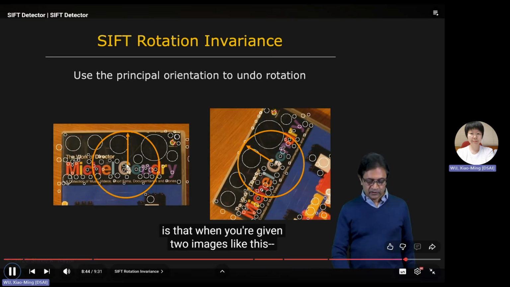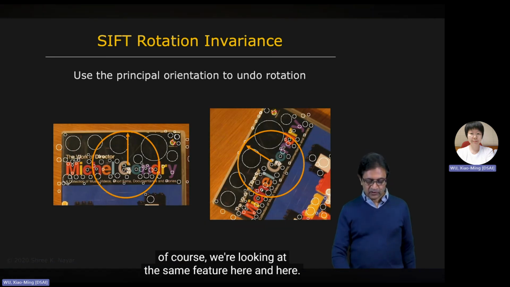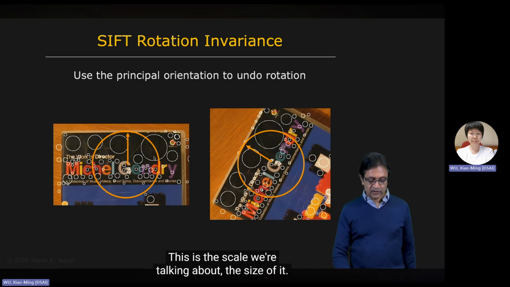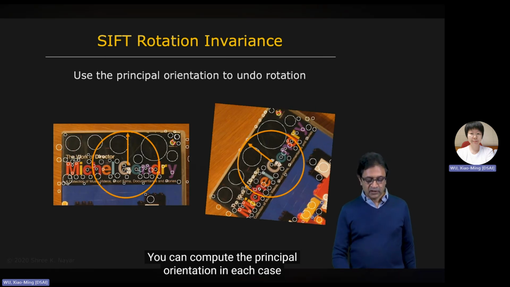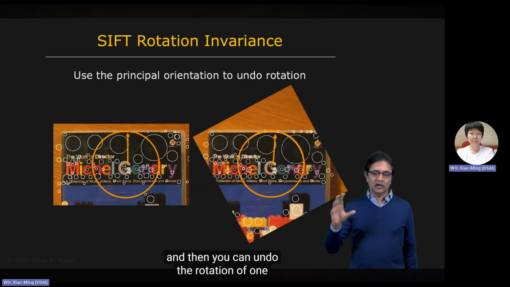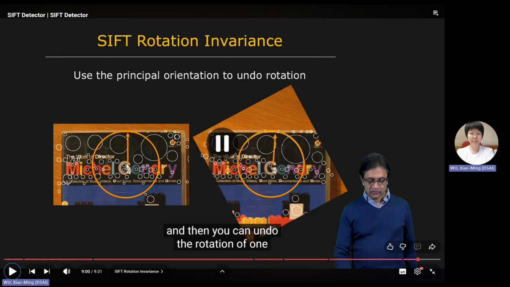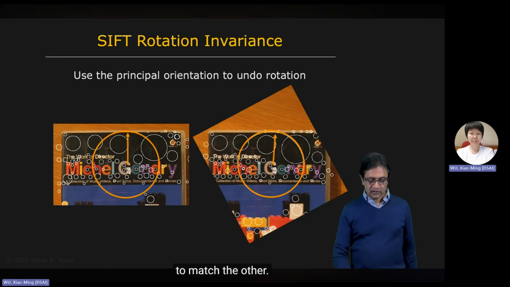Two images like this, of course we're looking at the same feature here and here. It's the same interest point. This is the scale we're talking about, the size of it. You can compute the principal orientation in each case, and then you can undo the rotation by making their principal orientation point to 12 o'clock, making them the canonical position.